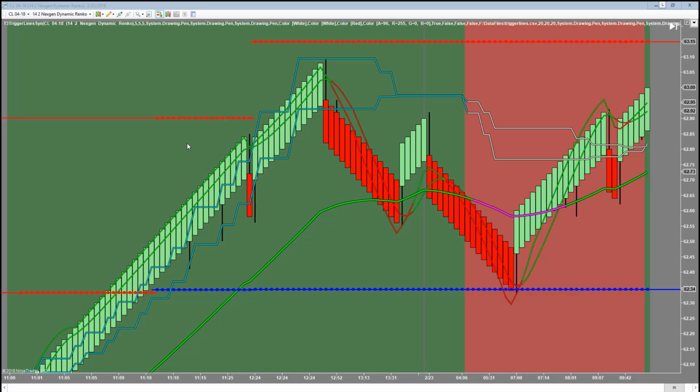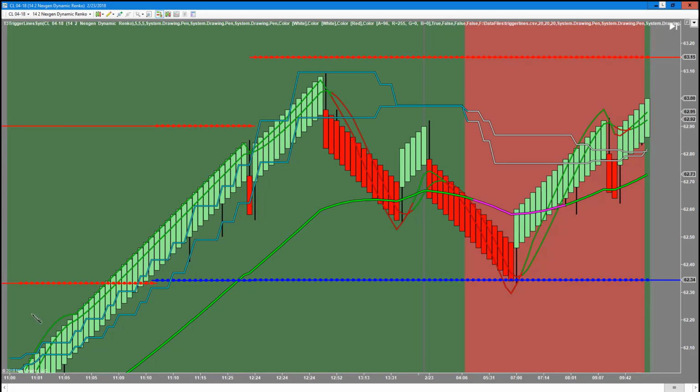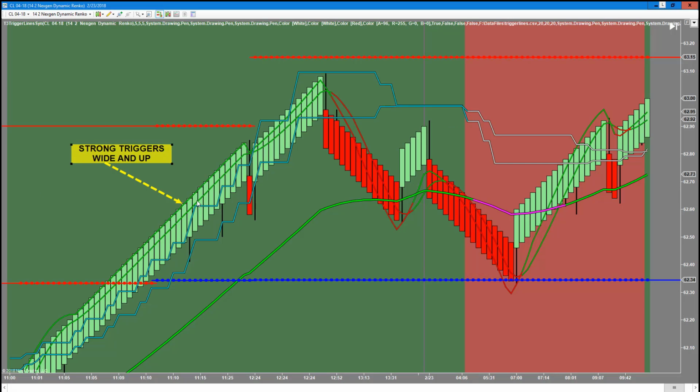One more concept, or one more little section for trigger lines, and then we'll have most of the major concepts covered. One concept that we use over and over again is a very strong trigger line look. Essentially, when we say the words strong trigger lines, what we're saying is strong trigger lines that are wide and up. Now, in this case, this is our 14-2 larger chart.